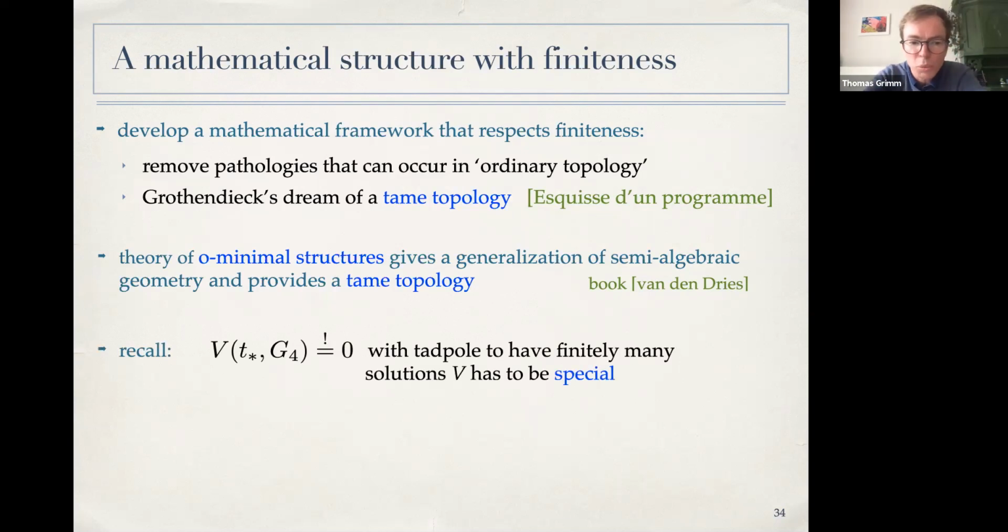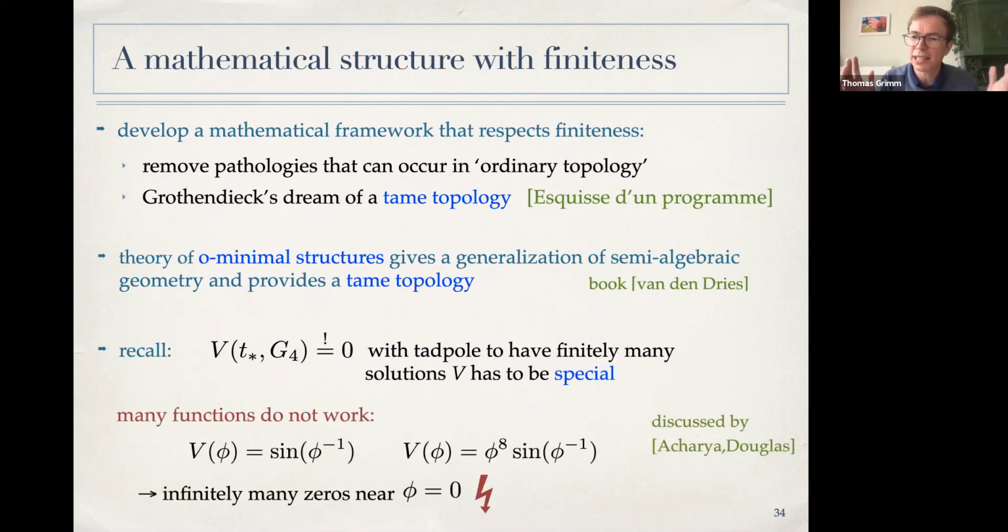So now recall, what is the question? We want to ask about the zeros of some function, which depends on the t's and on the fluxes. In order that this has only finitely many zeros, it's very clear that this function has to be special, right? It cannot be a general function, because you can easily cook up functions which do not have this property. For example, take the sine function of 1 over phi, and if you go close to phi equals 0, this function has infinitely many zeros. Or you take this function here, and it also has infinitely many zeros.